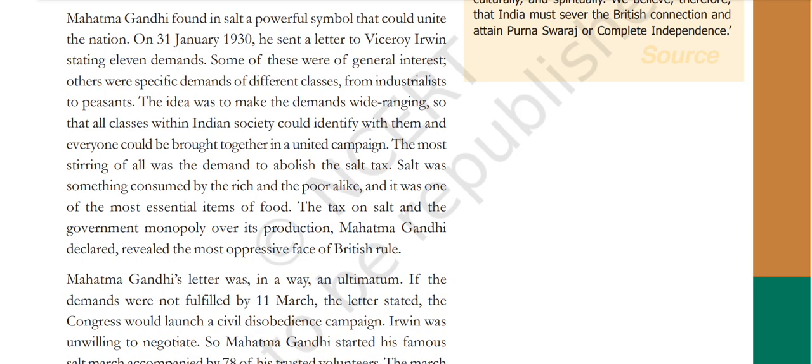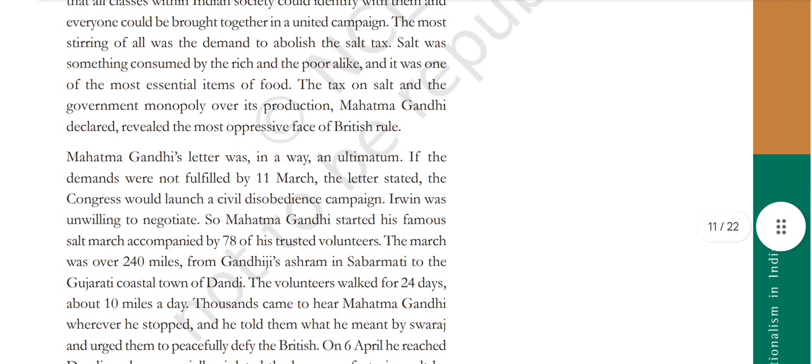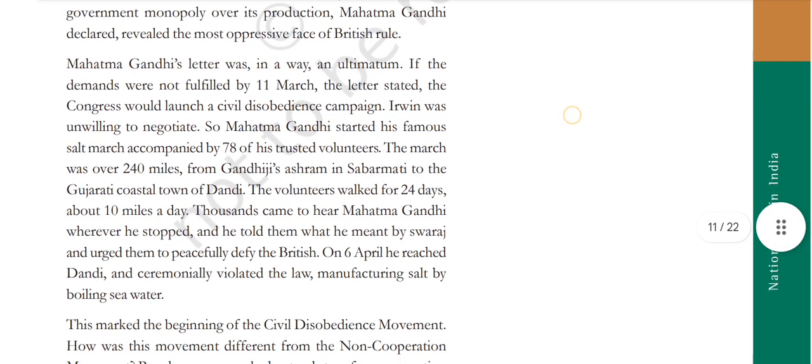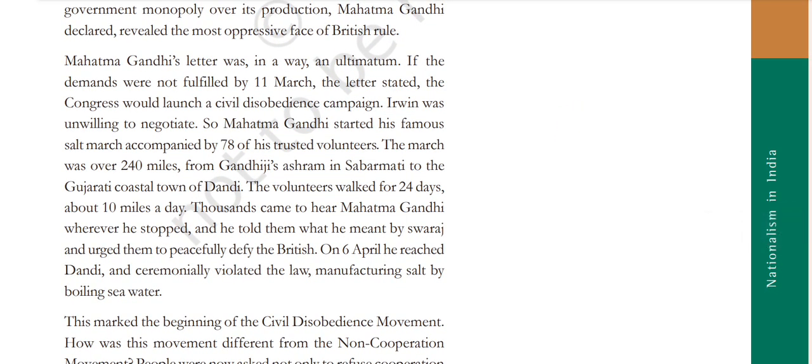The most stirring of all was the demand to abolish the salt tax. Salt was something consumed by rich and poor alike, and it was one of the most essential items of food. The tax on salt and the government monopoly over its production, Mahatma Gandhi declared, revealed the most oppressive face of British rule. Mahatma Gandhi's letter was, in a way, an ultimatum. If the demands were not fulfilled by 11 March, the letter stated, the Congress would launch a civil disobedience campaign.